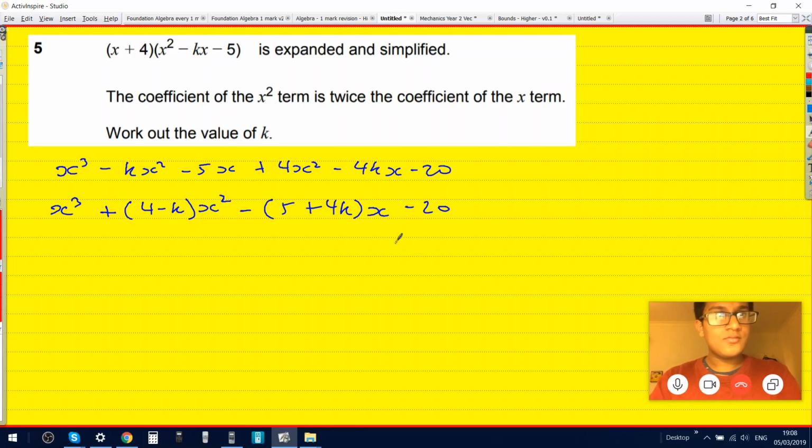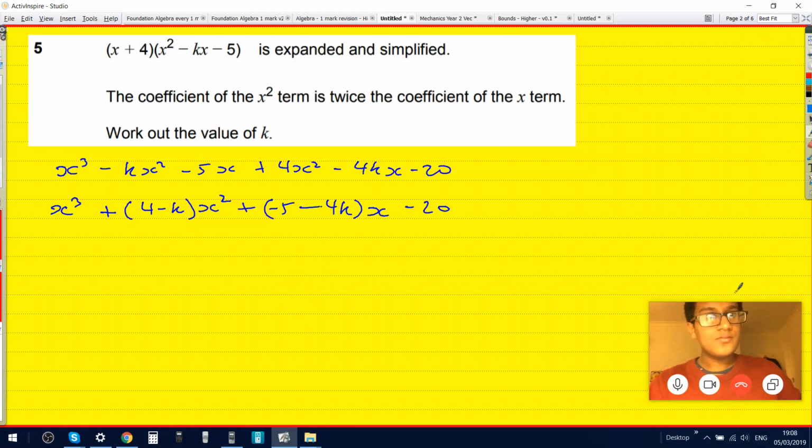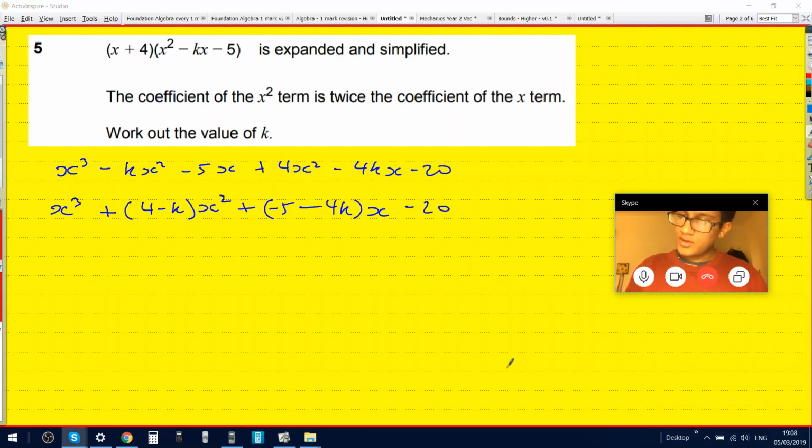So the coefficient of the x squared term is twice the coefficient of the x term. So I think what I would do is, instead of factorizing out the minus, I would just keep it as plus, because you're comparing like for like. So that would be minus 5 and that'd be minus 4, even though it's a bit worse. Any idea what you do next?